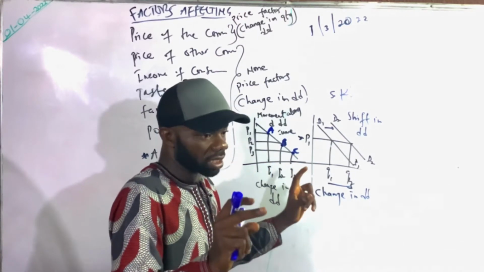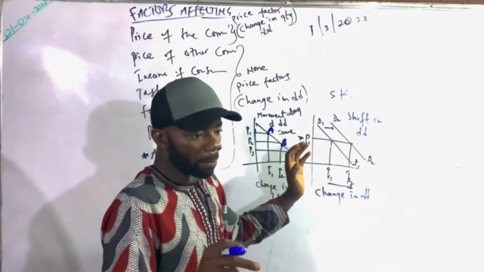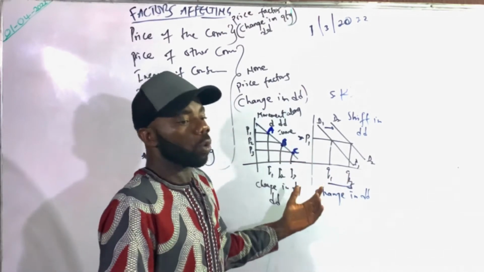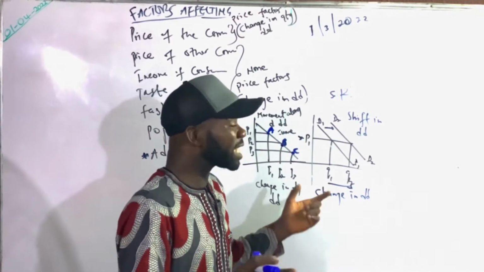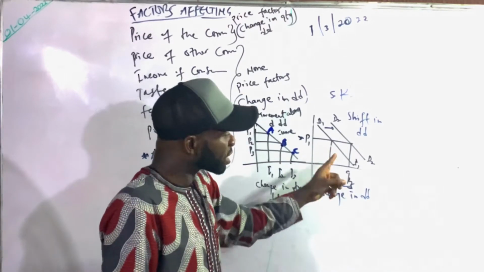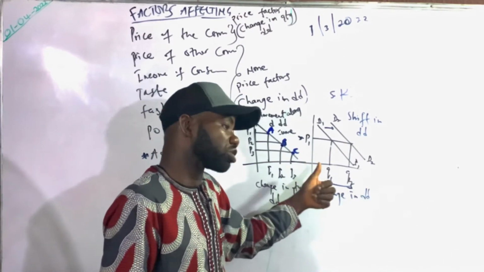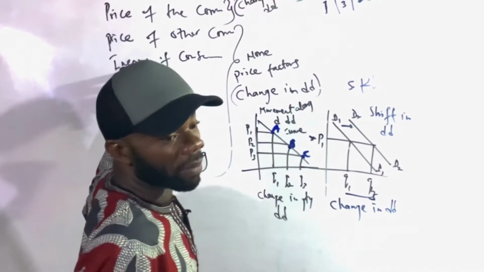In normal cases, if you have abnormal cases, you can do otherwise. But for a normal demand, when income is high, quantity demanded will do what? Increase. So the reason why quantity is increasing here is not because of the reduction in the price of the commodity, but because there is an increase in the income of the consumer.